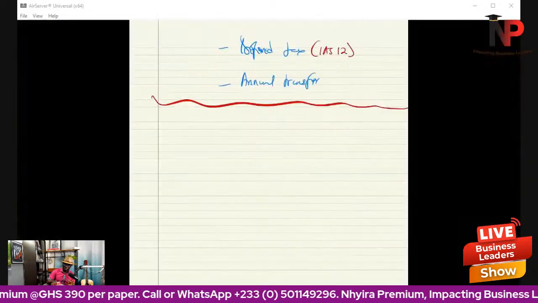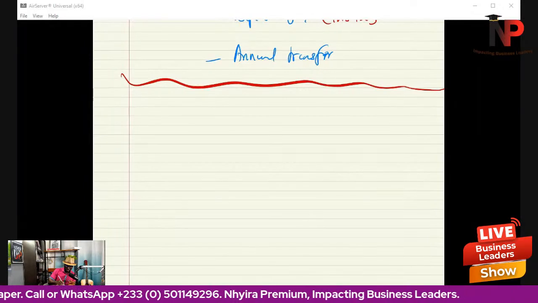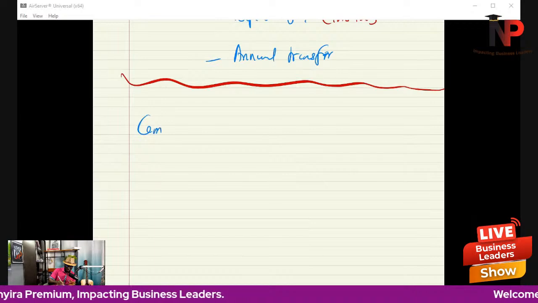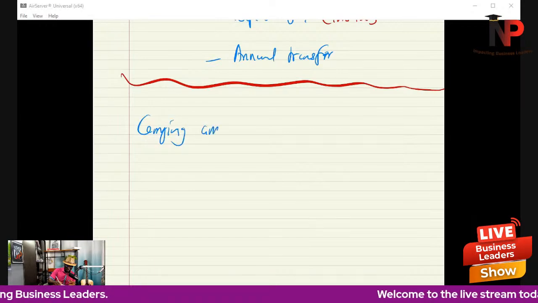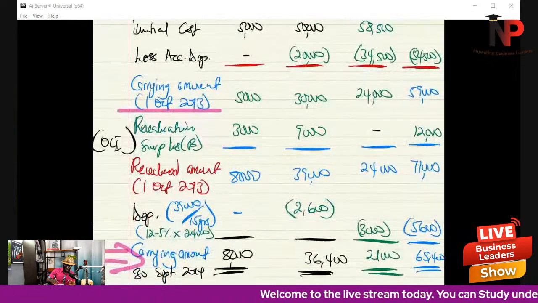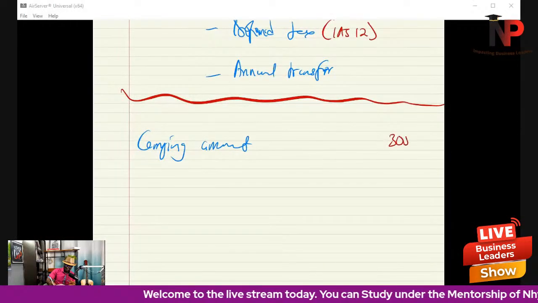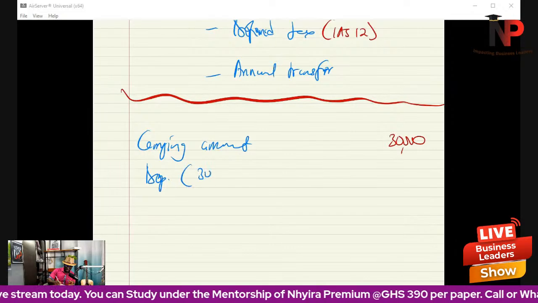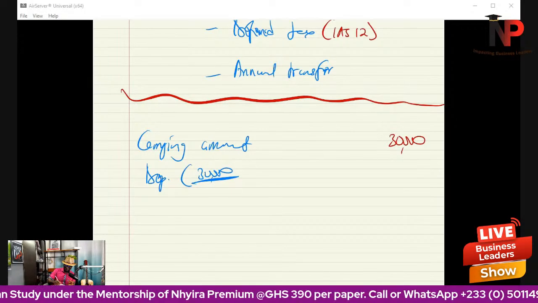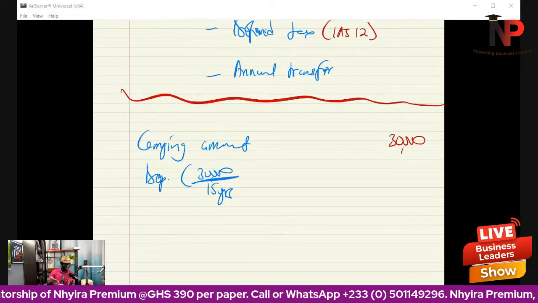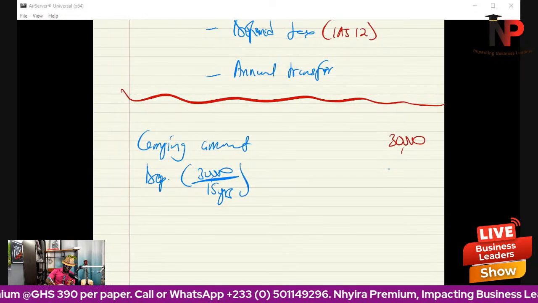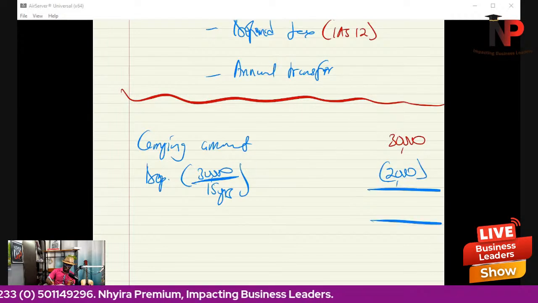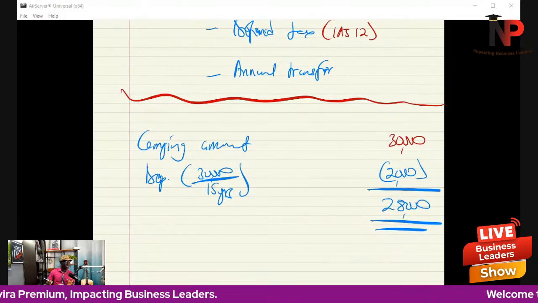If we look at the carrying amount of the building from our working slide, it is 30,000. Based on that, depreciation would have been 30,000 over 15 years, because remember our remaining useful life is 15 years, and that's going to be 2,000. Are you getting it? So then the carrying amount should be 28,000.